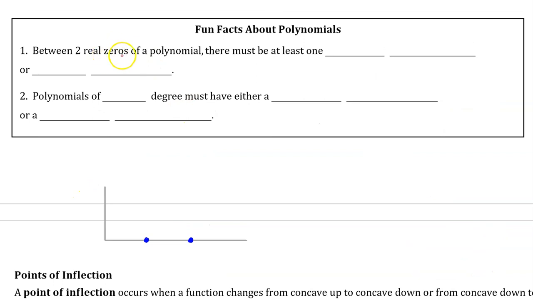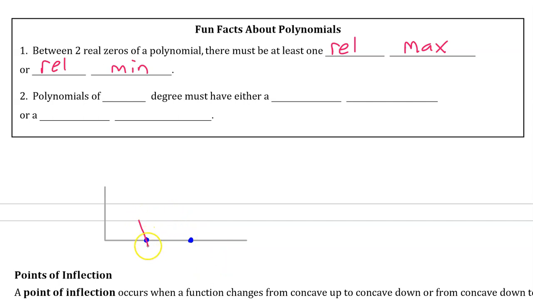When we talk about the zeros of a polynomial, we are talking about the x-coordinates of the x-intercepts. So between two real zeros of a polynomial, there must be at least one relative max or relative min. That makes sense, because if we have two x-intercepts and a polynomial is always going to be continuous, it's either going to go up and then it has to come back down. So there's going to be a relative max in there somewhere.